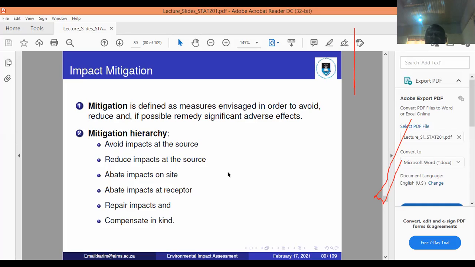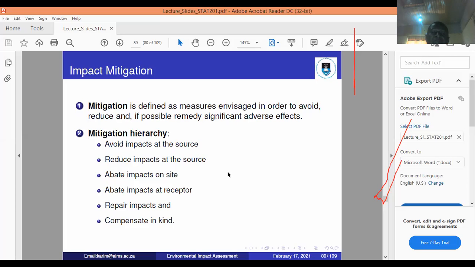You produce gases, or you produce substances that you think will affect the environment. How do I recycle the substance? How do I convert the impact to something that is of no damage to the environment? And then abate impact at the receptors. So sometimes you have chimneys that are producing gases into the atmosphere. So you have to make sure that you put filters in the machine so that it will be able to sieve out all the poisonous gases so that they don't go out into the environment.